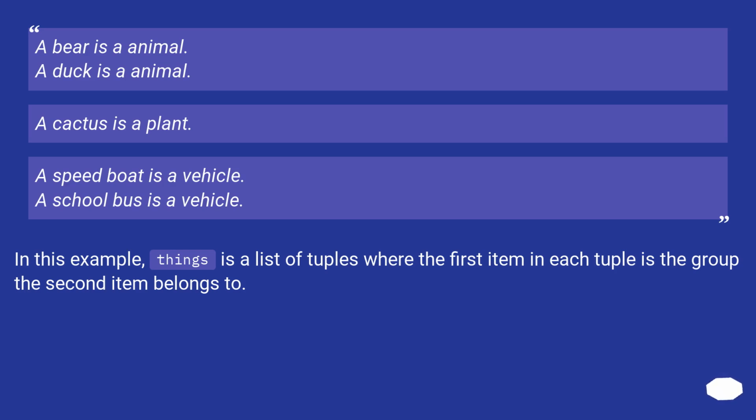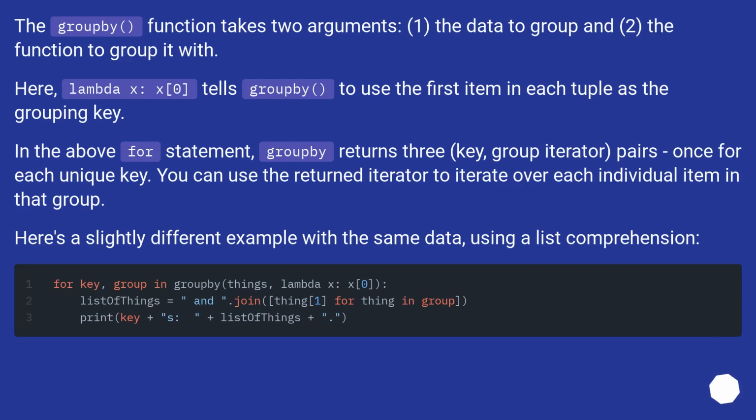In this example, things is a list of tuples where the first item in each tuple is the group the second item belongs to. The groupby function takes two arguments: one, the data to group, and two, the function to group it with. Here, lambda x: x[0] tells groupby to use the first item in each tuple as the grouping key. In the above for statement, groupby returns 3 key-group iterator pairs, one for each unique key. You can use the returned iterator to iterate over each individual item in that group.